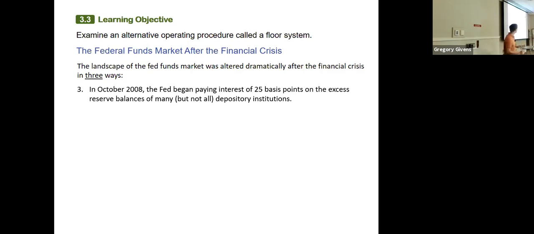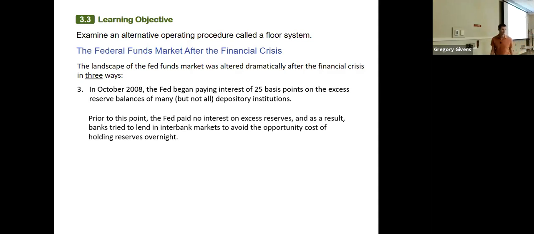But the idea here is that with interest on reserve balances, the opportunity cost that banks face is now going down. So there's not as much of an incentive then for banks to actually loan out excess reserves in this interbank market because the implicit tax is now lower.